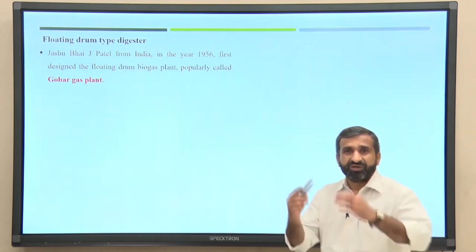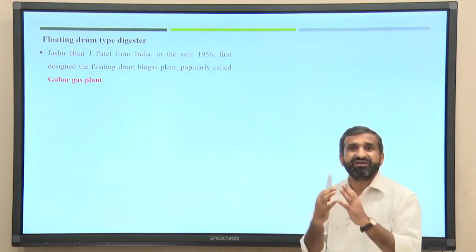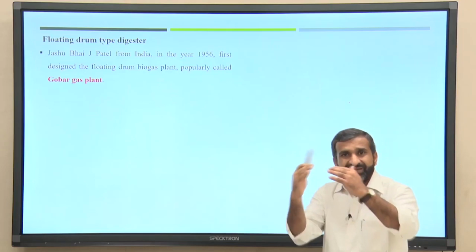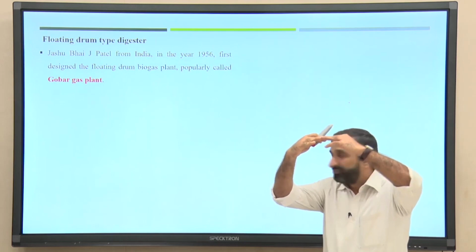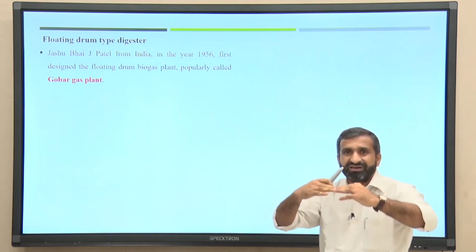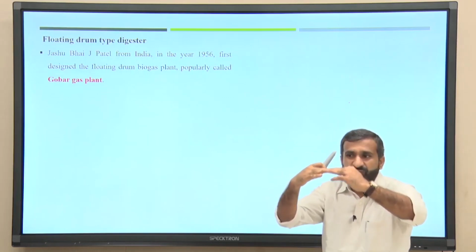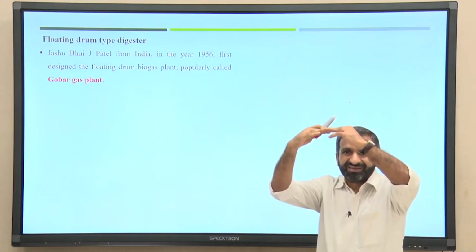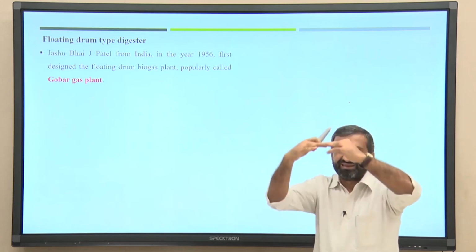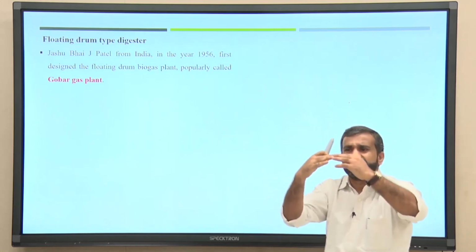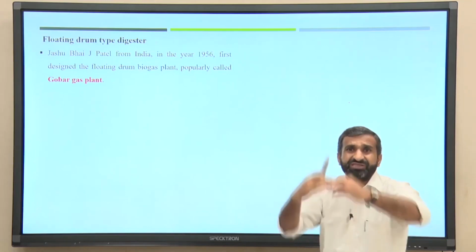both the cases, because in the fixed dome biogas reactor the gas comes out wherever it will find the space, and the entire dome was fixed. What this person thought of was, why not put this dome not as fixed, but float this dome, so obviously the gas will come out from only one location. Likewise, rather than leakage, you need not make this dome from any civil construction material, because it has to float.